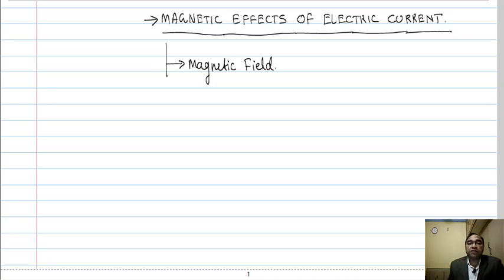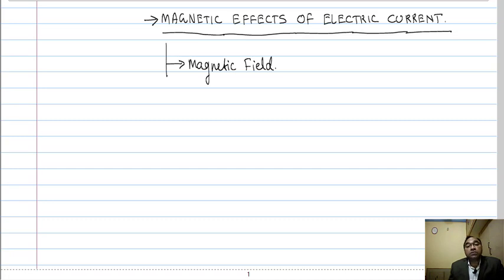Let us discuss the magnetic effects of electric current. What is the meaning? It means that when electric current is passed through a conductor, that electric current is capable of producing magnetic effects around the conductor. How can we say that?